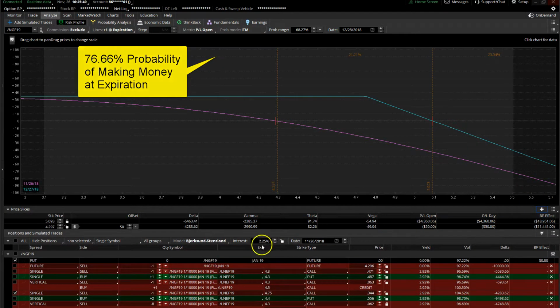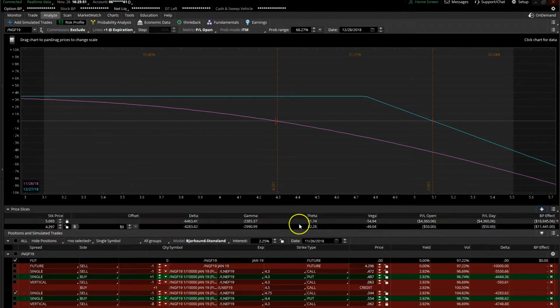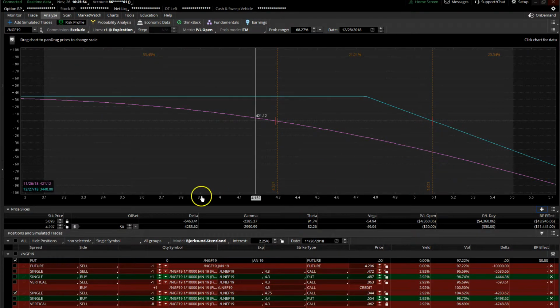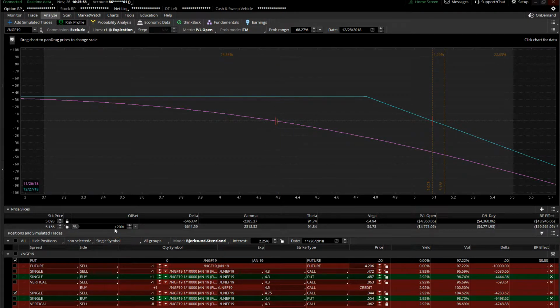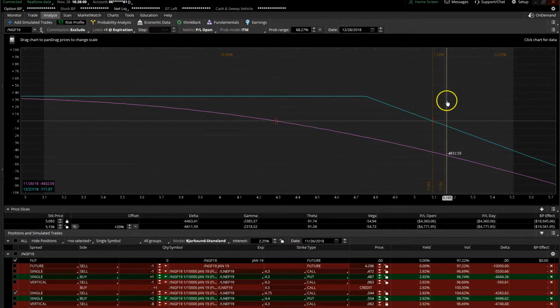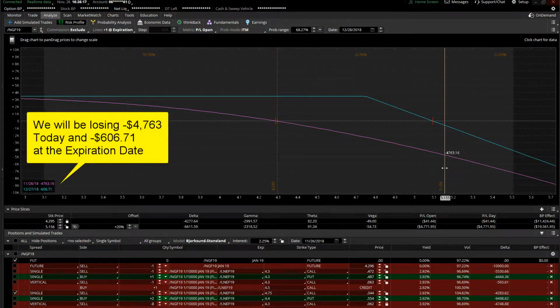So that of course is really nice, but right now we just want to see how much we'll be losing on a 20% move to the upside. If we get a 20% move to the upside, we'll be losing around $4,000, almost $5,000. And at expiration, we'll be losing only $600.